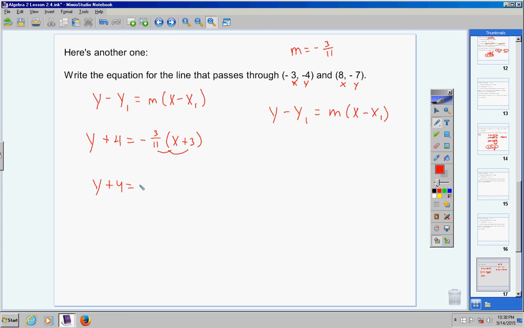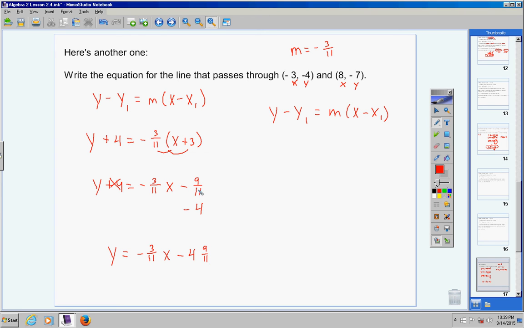Negative 3/11 times x is negative 3/11 x. Negative times a positive is negative. 3/11 times 3 is 9/11. 3 over 11 times 3 over 1 is 9/11. Now, bring the positive 4 over and make it a negative 4. So you're left with y equals negative 3/11 x minus 4 and 9/11.